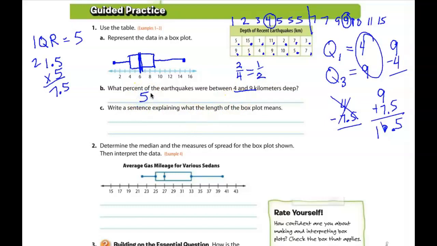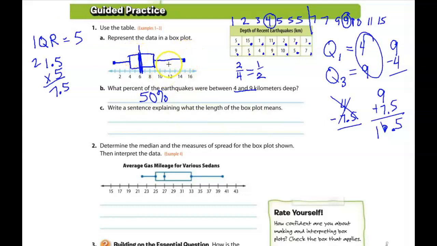Very good. Half of a dollar is 50 cents. That is the same as 50%. Okay, write a sentence explaining what the length of the box plot means. So here's the median. And we notice that this side is quite a bit shorter. This side is quite a bit longer. What's something we can say about that?